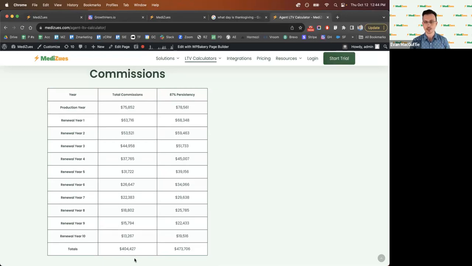At the end of 10 years, you got $404,000 coming in from 1 year of production, producing 300 policies at 84% persistency year over year. You're going to make $404,000 over the next 10 years. At 87% persistency, you're going to make $473,000. Now that's a difference of $70,000.